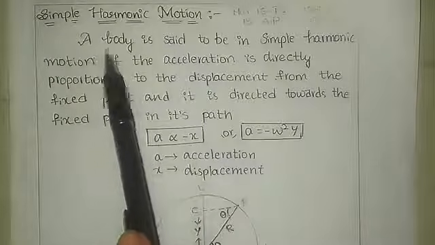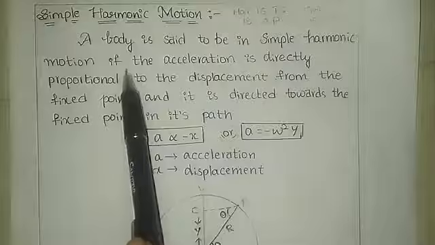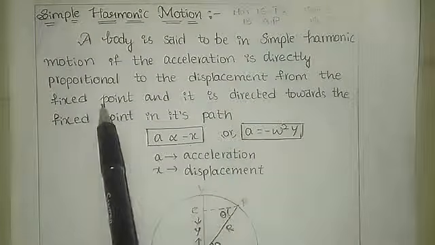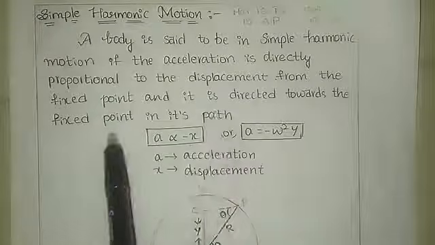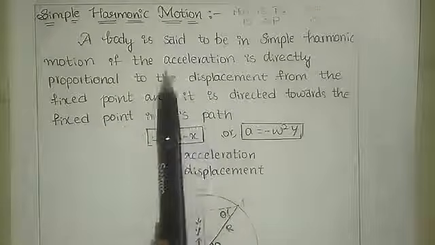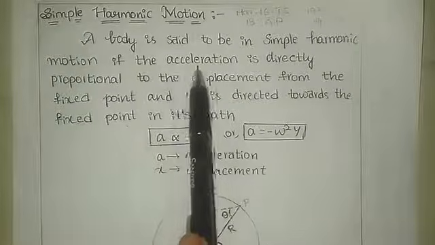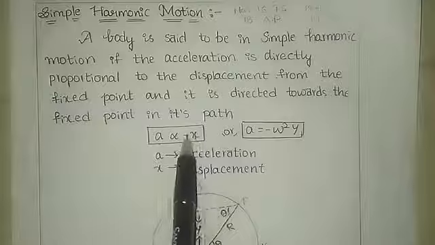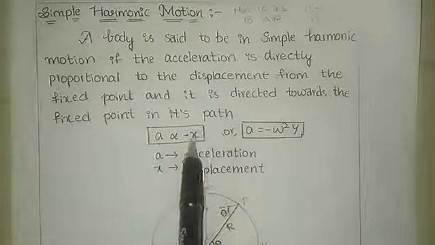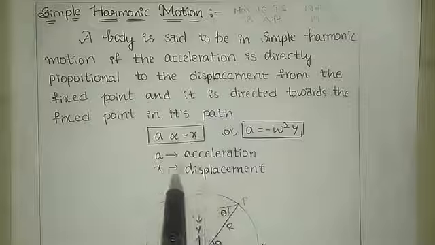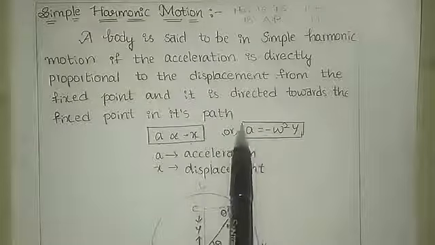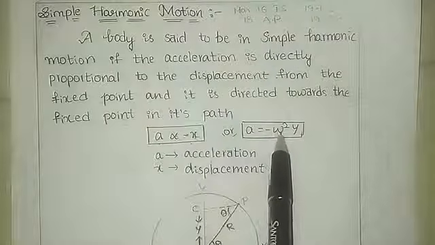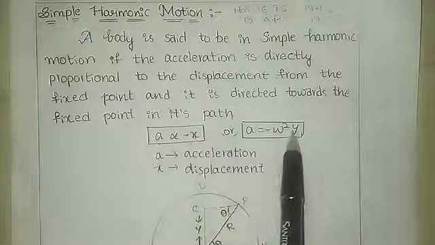The definition is, a body is said to be in simple harmonic motion if the acceleration is directly proportional to the displacement from the fixed point and it is directed towards the fixed point in its path. So, this means that acceleration is directly proportional to displacement but in opposite direction. Here minus indicates that it is in opposite direction. A is acceleration, x is displacement. We can also write this proportionality as minus omega square. A is equal to minus omega square y.